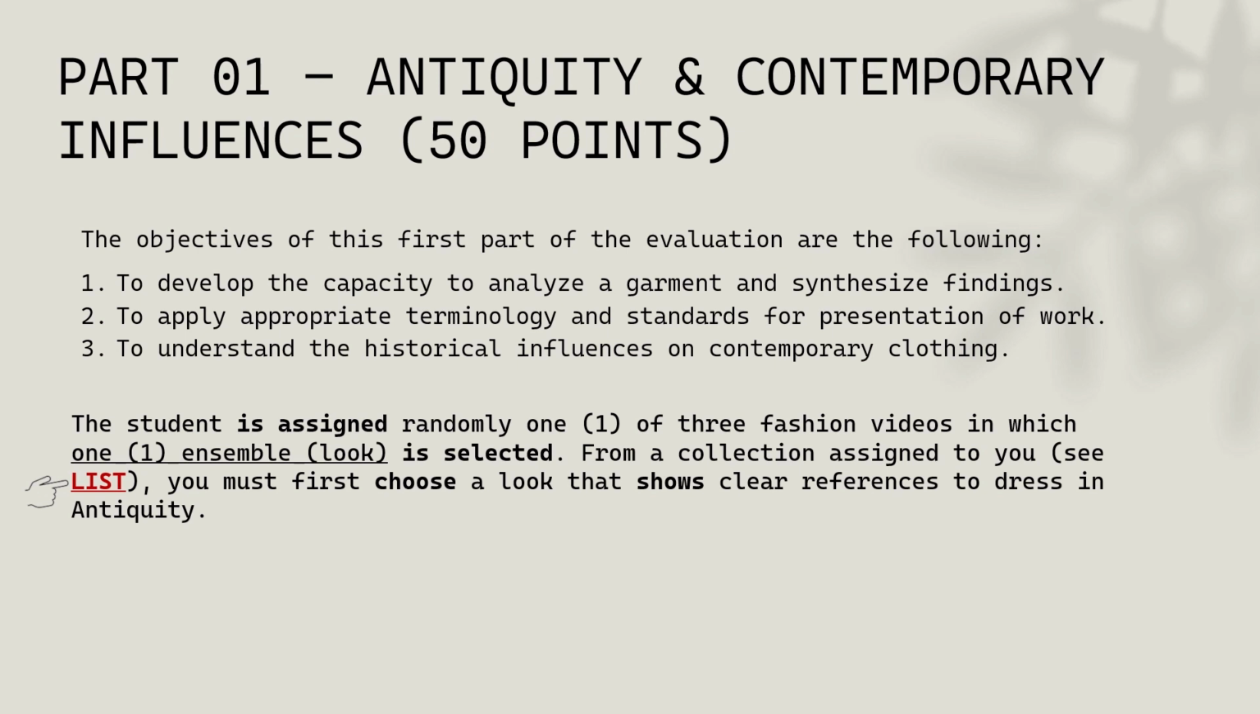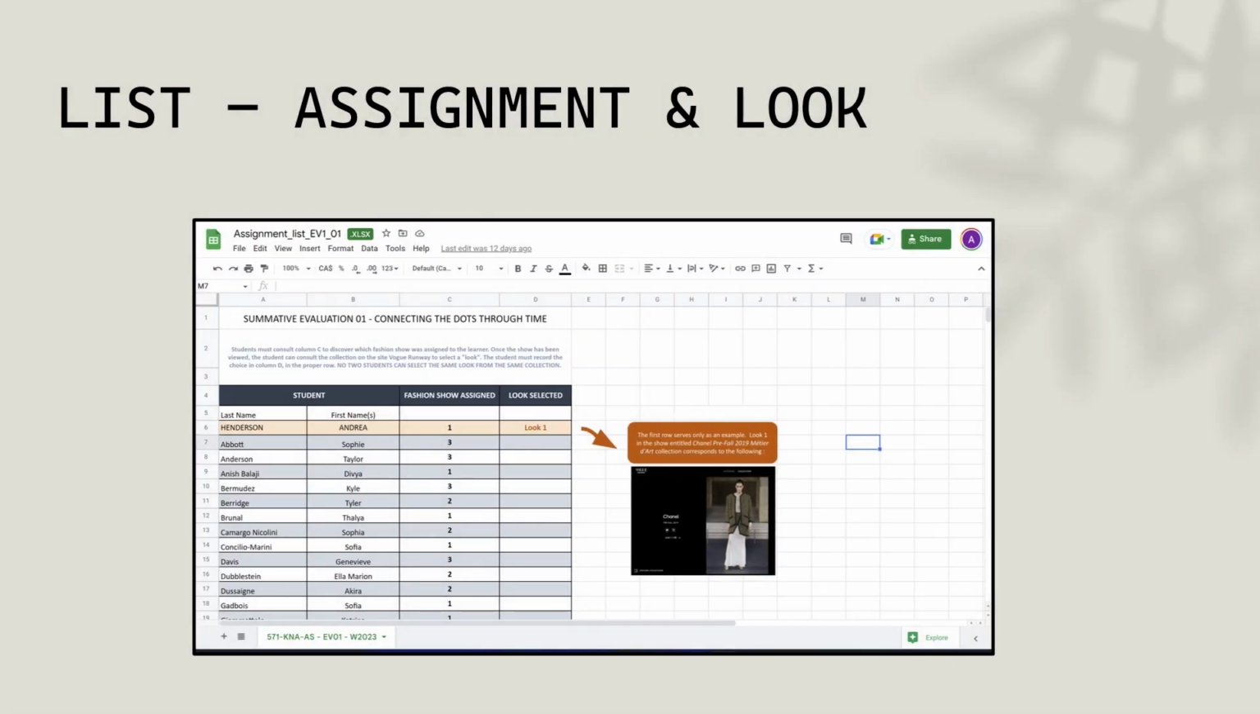The student is going to be assigned randomly one of 3 fashion videos in which the student then selects an ensemble. To find out which of the 3 videos you may have been assigned, you would click on the list, which I've pointed out in red with a finger, which takes you to an Excel spreadsheet where you have your name, and then next to it, the first column is the actual assignment of videos. All right.